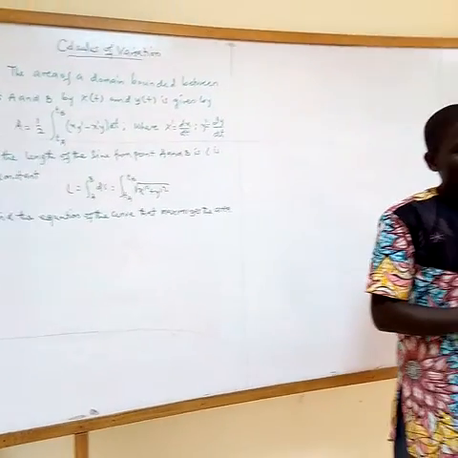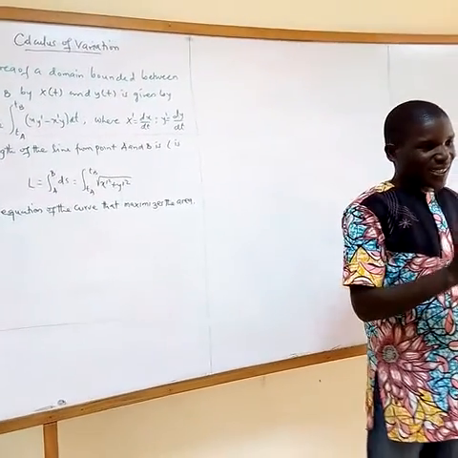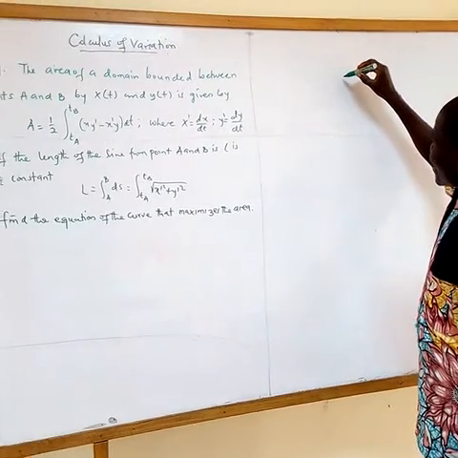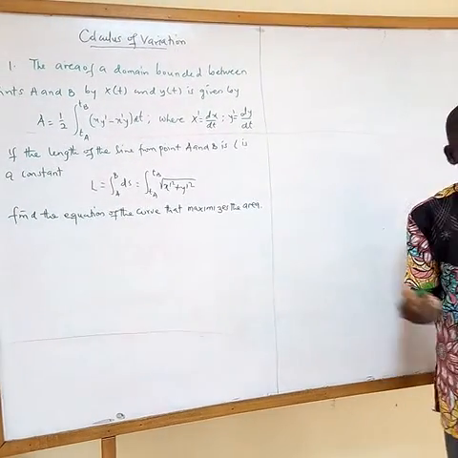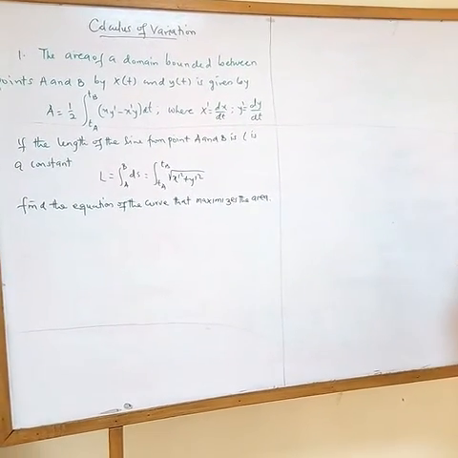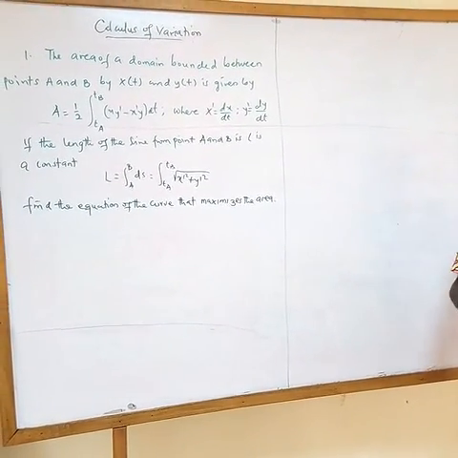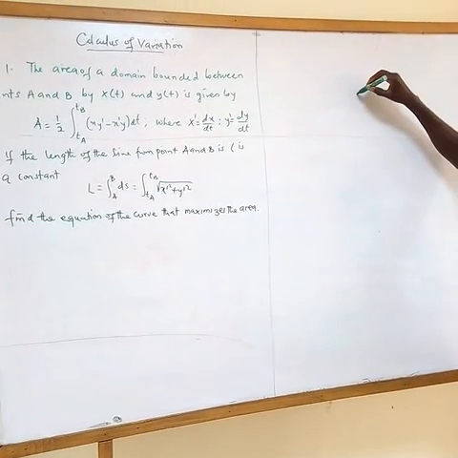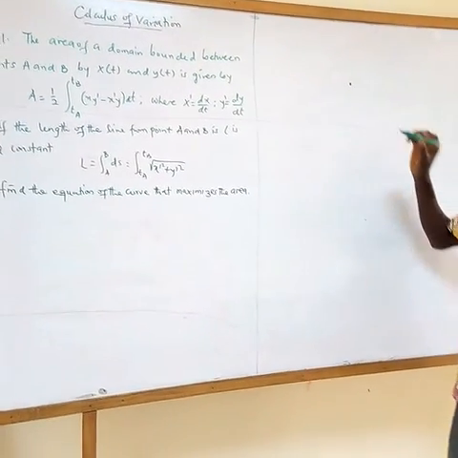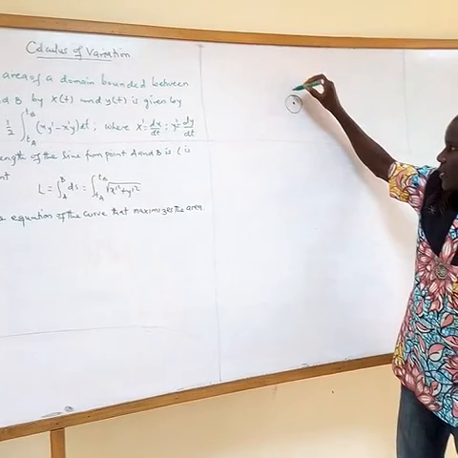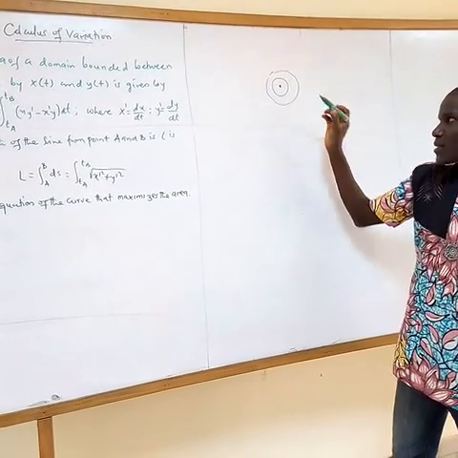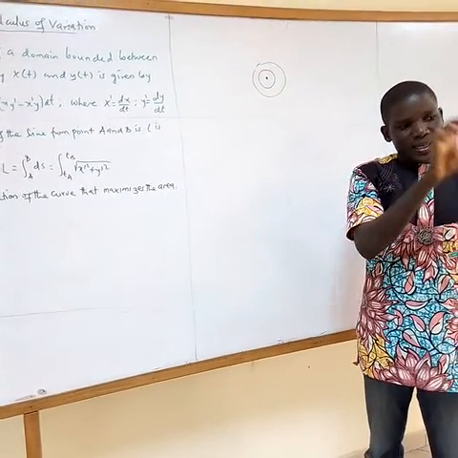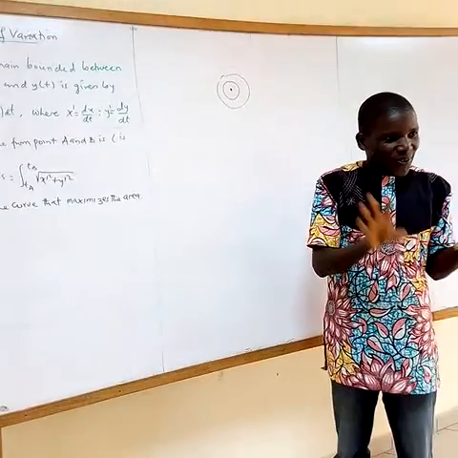But for you to be able to maximize anything, the first thing you should be able to understand is what type of geometry you are maximizing. Are you maximizing a point? Are you maximizing a line? You can maximize a point to generate what is called a circle. You can maximize a point to generate what is called a cylinder, a sphere.